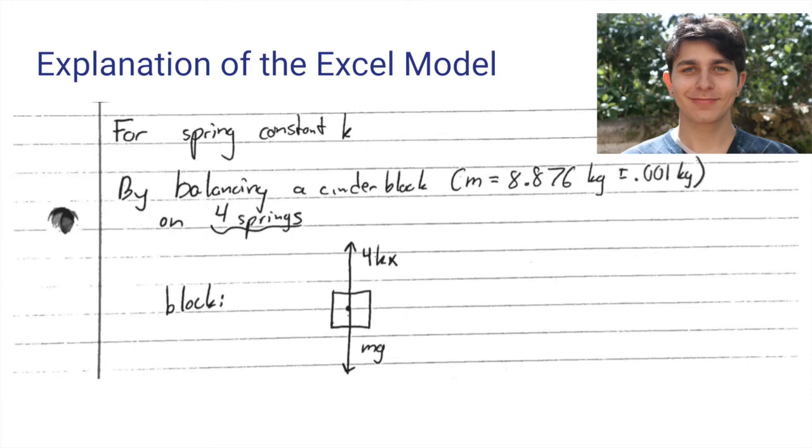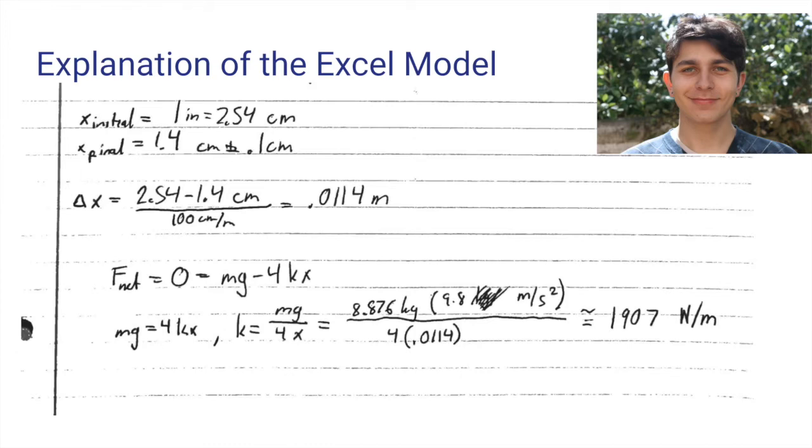We also needed our spring constant, and so I balanced a huge cinder block on 4 of the springs. It was the only way I could get it to balance. So obviously it provided 4kx force going upward. Then I just solved for its equilibrium position, and I got a really high spring constant of around 2,000 newtons per meter.